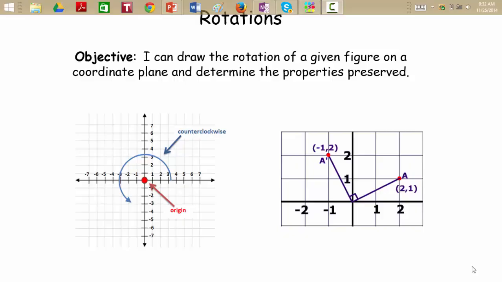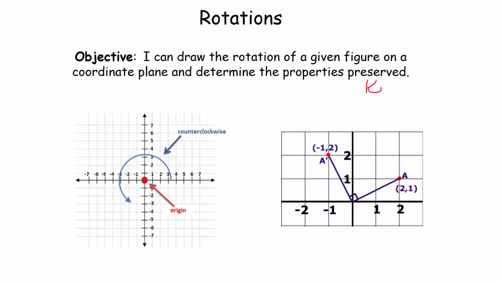Tonight's objective is that you'll be able to draw the rotation of a given figure on a coordinate plane and determine the properties preserved. Remember, preserved means the properties that we will be keeping about those figures once they have been rotated counterclockwise. Now tonight is going to be the same thing as we did the other night, which was clockwise rotations, but we're going to be moving in the opposite direction. So let's take a look at how that's going to work out.